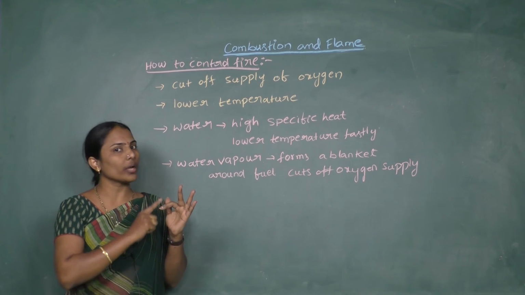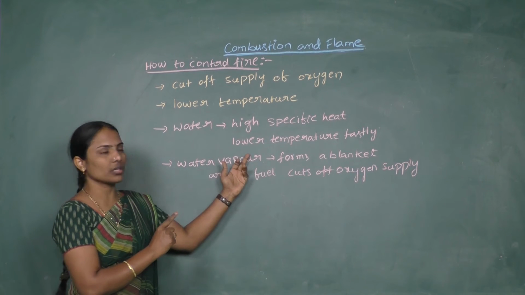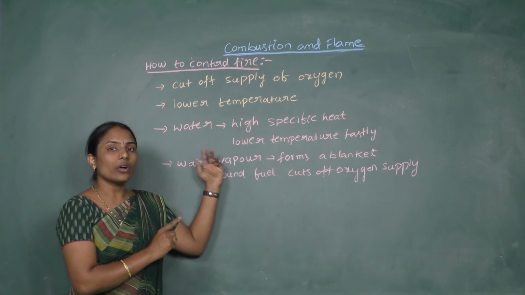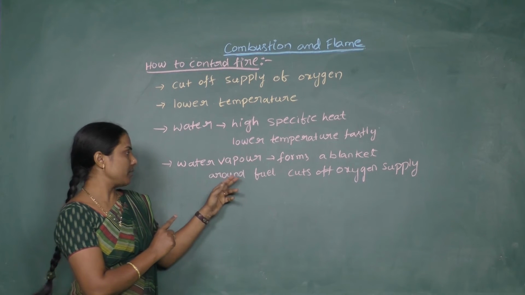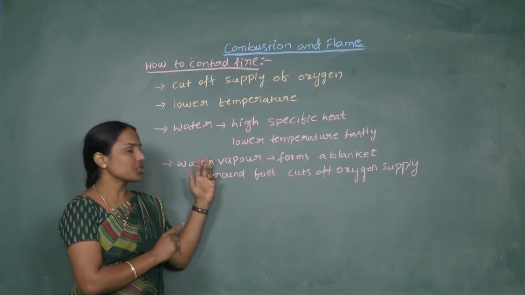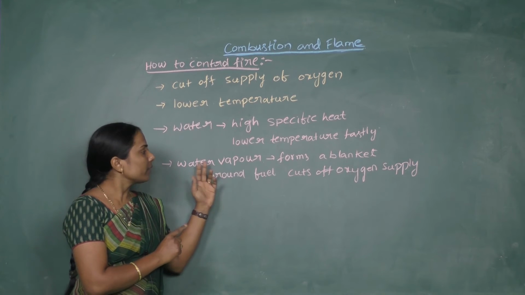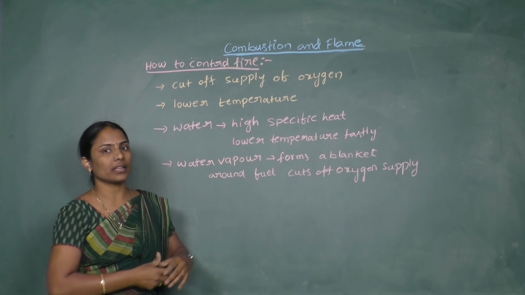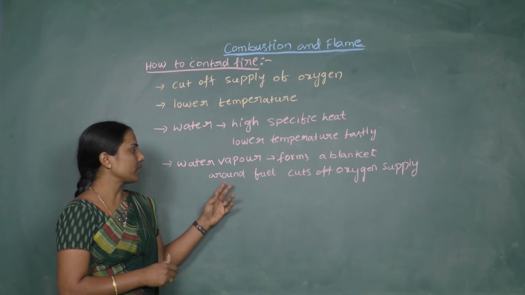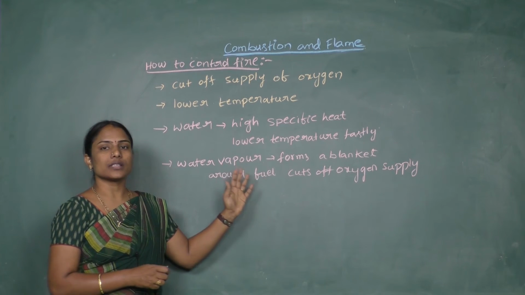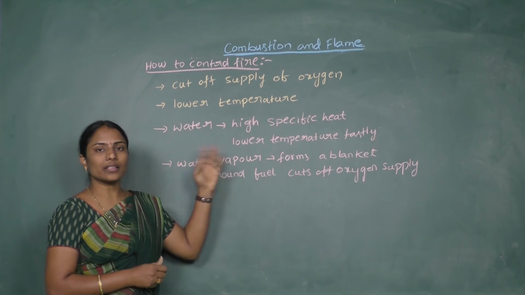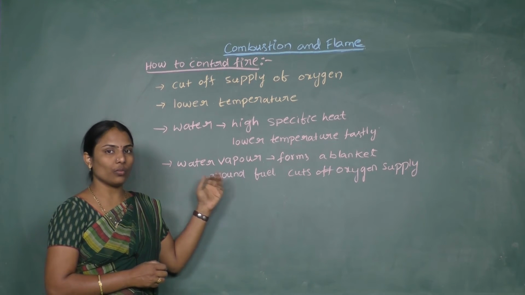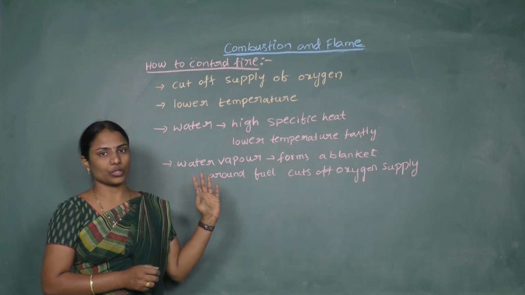So if we lower the temperature so that the fuel cannot reach its ignition temperature, it cannot burn, and at the same time the water vapor forms a blanket-like layer around the fuel so that it cuts off the oxygen supply, right? Either of these things can control the fire, but by throwing water we are doing both, right?